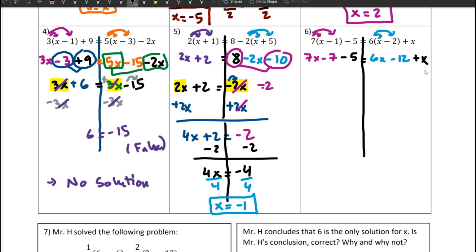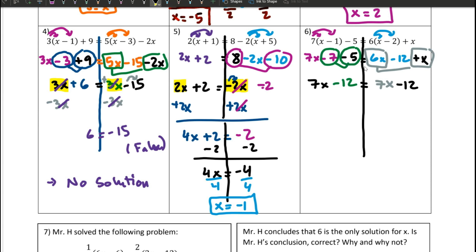Okay. The next step is combining like terms. Negative 7 minus 5. Same sign, add them up; different sign, subtract. So this time we have the same sign, you're going to add them up. That will give you negative 12. Then we bring down 7x equal to. The other side we have 6x and 1x. Combined will give you 7x. And bring down the negative 12.